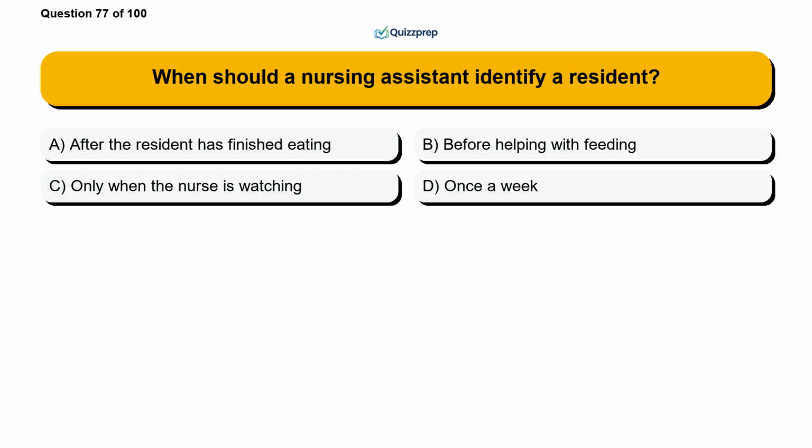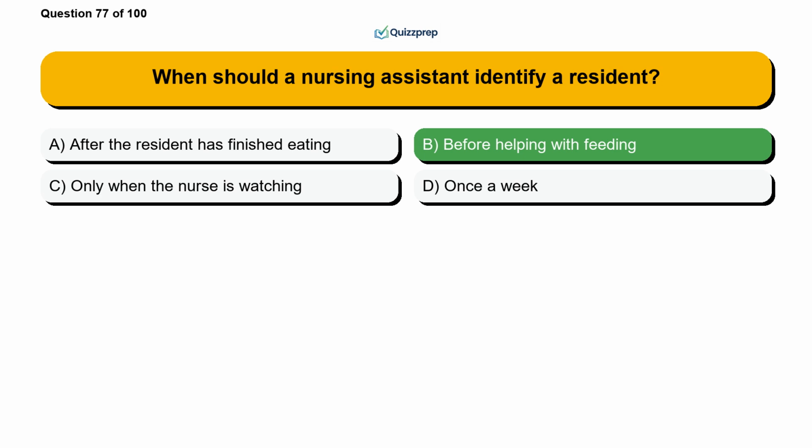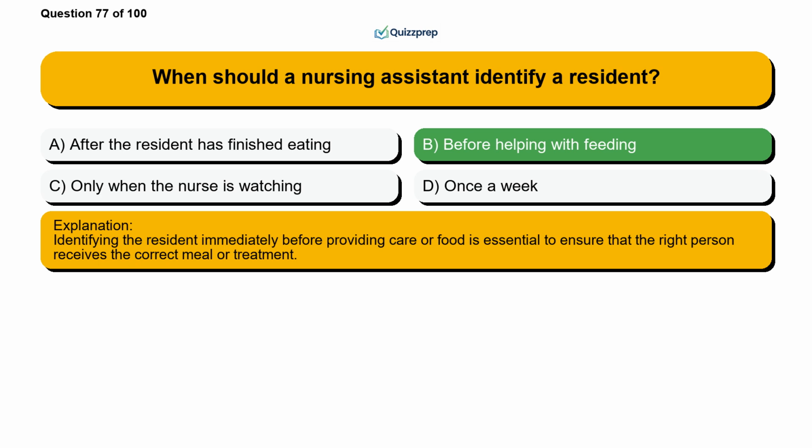Question 77. When should a nursing assistant identify a resident? Option A, after the resident has finished eating. Option B, before helping with feeding. Option C, only when the nurse is watching. Option D, once a week. The correct answer is option B, before helping with feeding. Identifying the resident immediately before providing care or food is essential to ensure that the right person receives the correct meal or treatment.